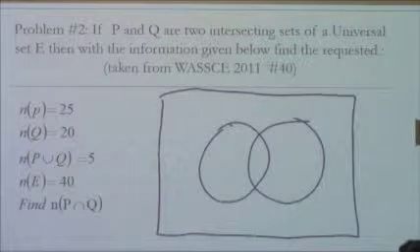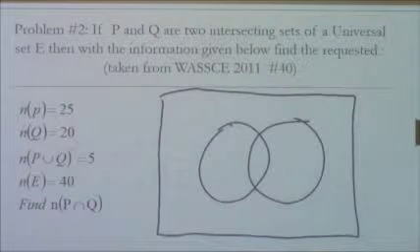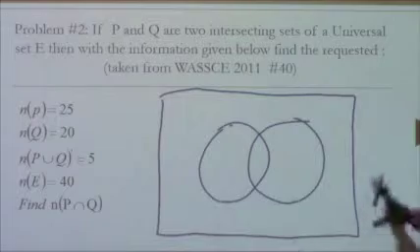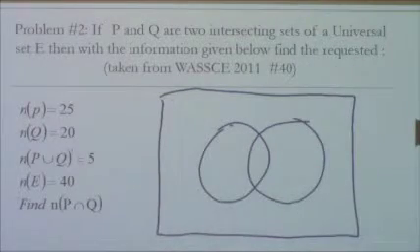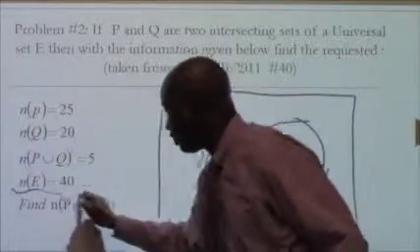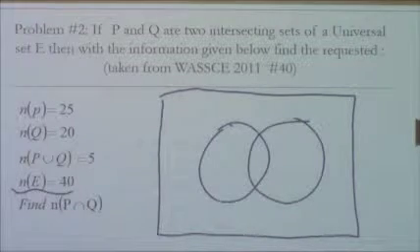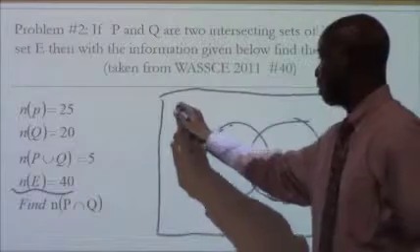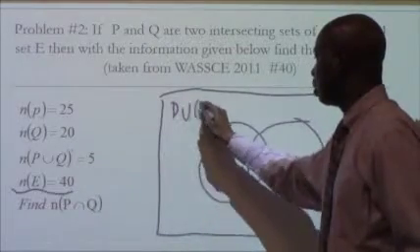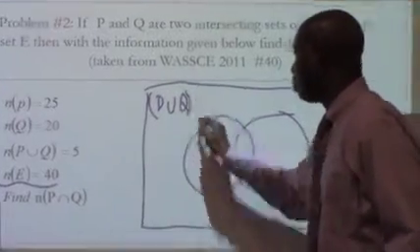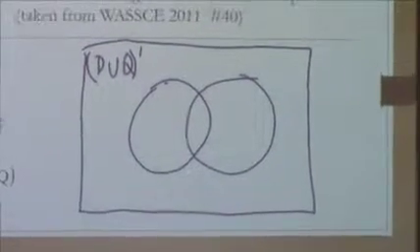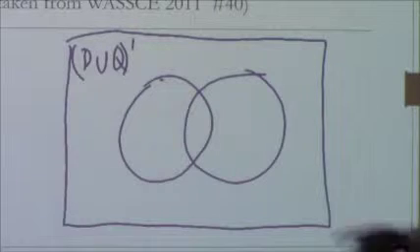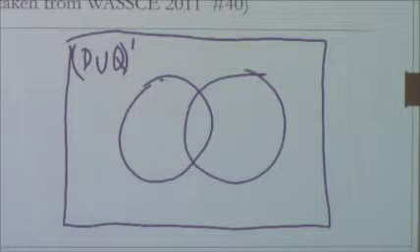So do we know the intersection? No, that's what they want us to find. Now, we also know that in this entire universe, we have a total of what? 40 elements right here. Now, this is P union Q, and out here is outside P union Q, P union Q prime. Do we know how many elements we have in P union Q prime? Yes, we have 5. So there are several things we know.